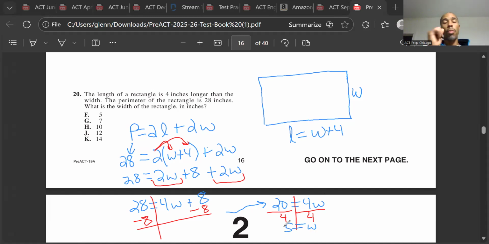Okay, is that what we wanted? Now we always go back to the question to make sure that's what we wanted, because they may have asked for the length. What's the width of the rectangle in inches? The width is 5. Okay. So now, that's one way to do it.